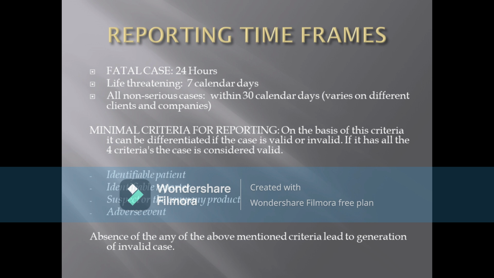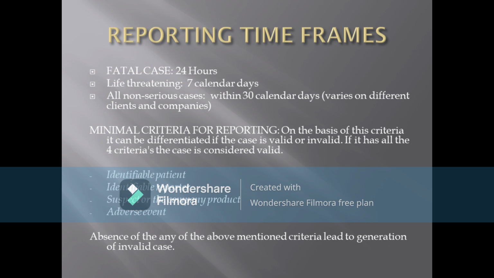Now, let's suppose we are talking about a death case or a fatal case, so the timeline is 24 hours, that is, within 24 hours you need to report all the fatal cases. For life-threatening cases, the absolute timeline is 7 calendar days, though in a few organizations both death and life-threatening cases are supposed to be submitted within 24 hours, but the regulatory timeline is 7 days. Now, all non-serious cases within 13 calendar days, which also varies from client to client and company to company.